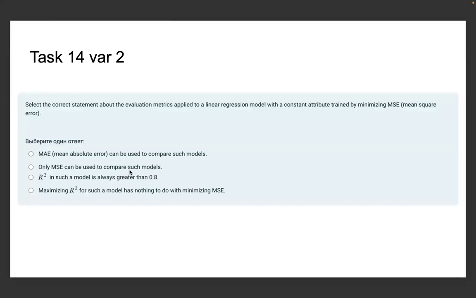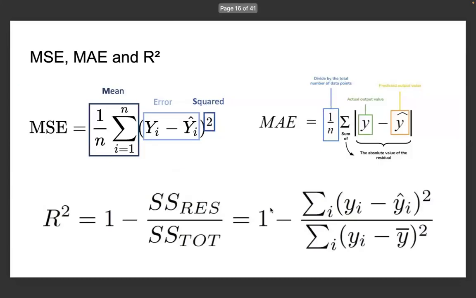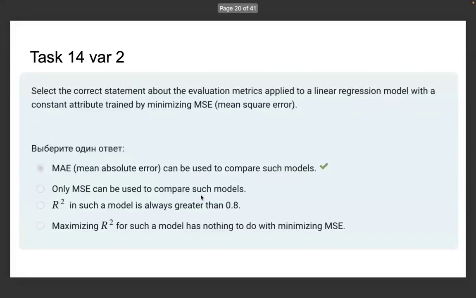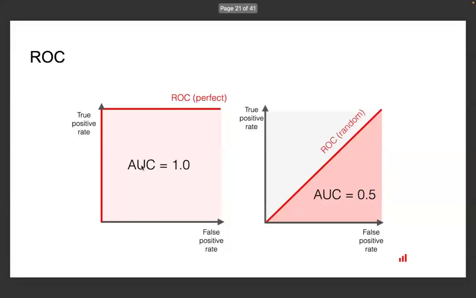It's not true because we can, for example, use R square again. R square in such a model is always greater than 0.8. Again, the same example like in the previous exercise, we can just put it here. And the last variant is that maximizing R square for such a model has nothing to do with minimizing MAE. Again, wrong, because in the previous exercise we have this answer. So the first is correct.